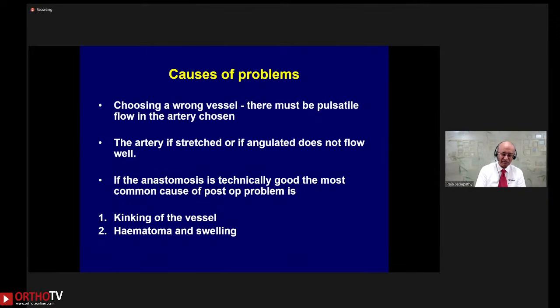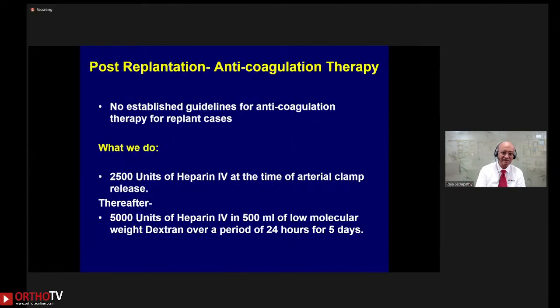I always tell people, if you have a replant and the problems come in 20 minutes, 2 hours, 2 days, and 2 weeks: in 20 minutes, if it stops, that's a technical problem. In 2 hours, it's hematoma or kinking of the vessel. In 2 days, it means edema or plaster, so they are the problem. In 2 weeks, it's infection. 20 minutes, 2 hours, 2 days, 2 weeks.